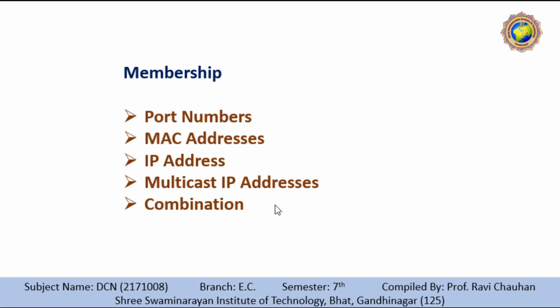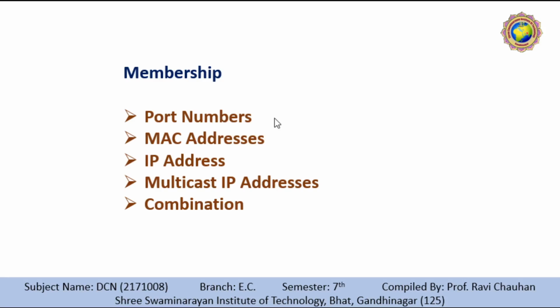Next is membership. What characteristics can be used to group a station in a VLAN? Vendors use different characteristics such as port number, MAC address, IP address, IP multicast address, or a combination of 2 or more of these. So let's define each one.